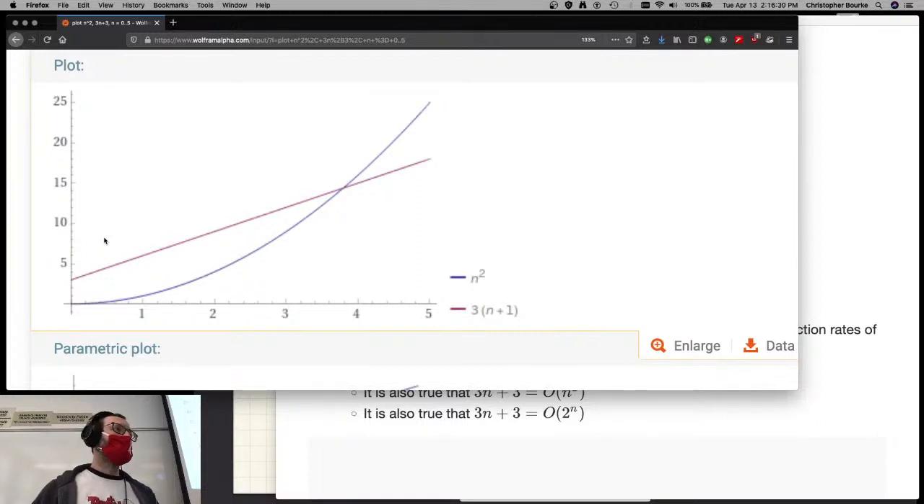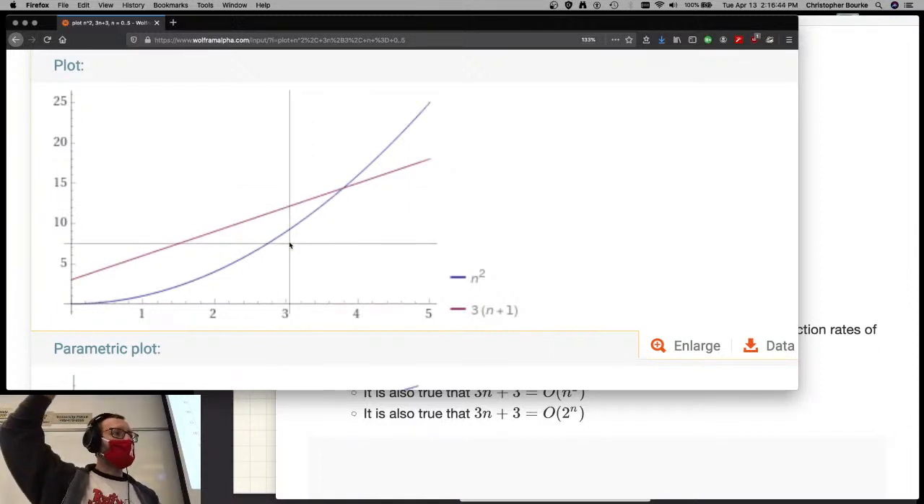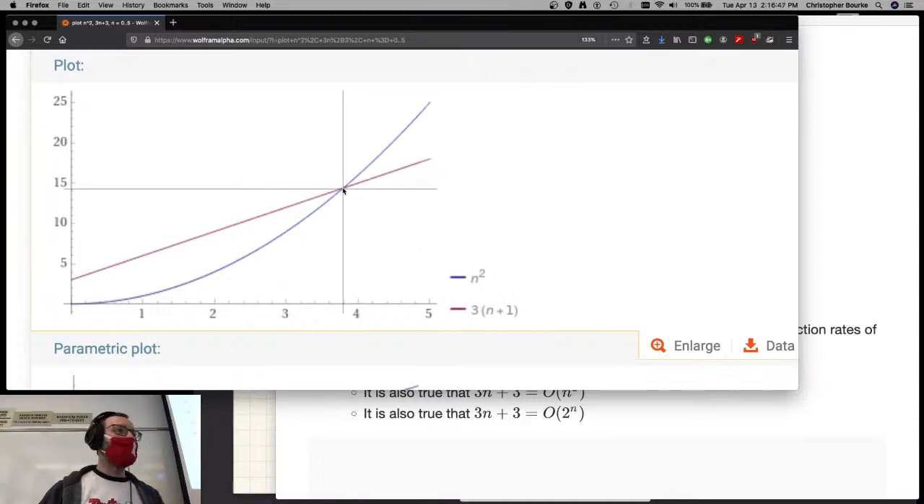There. So there's the crossover point, right? We don't care about 0. We don't care about small input size. Input sizes of 0, 1, 2, 3. Clearly, the red one is doing worse than the blue one because it's taking more resources. But after you get to this point, clearly this blows up, right?